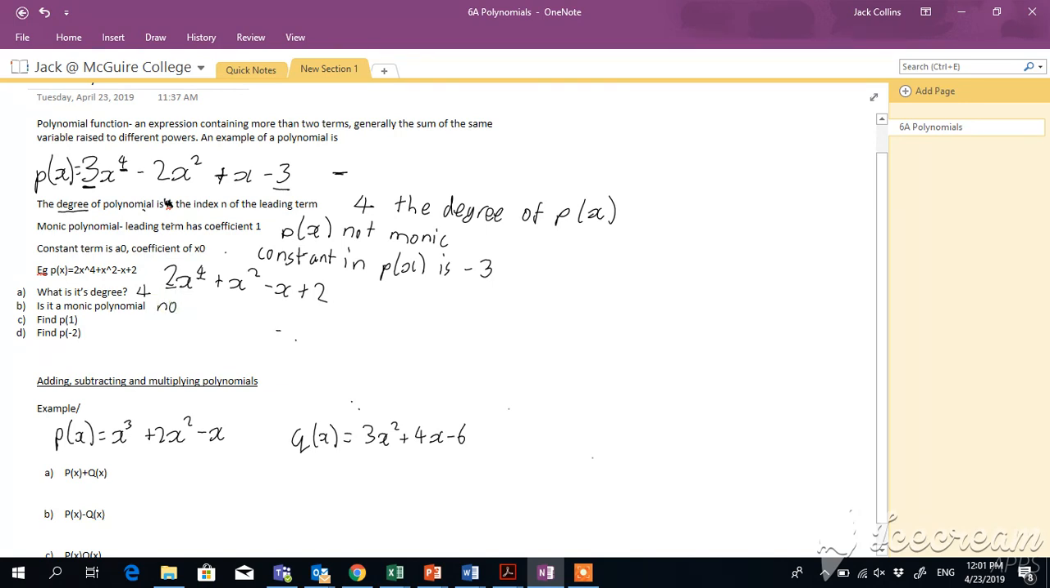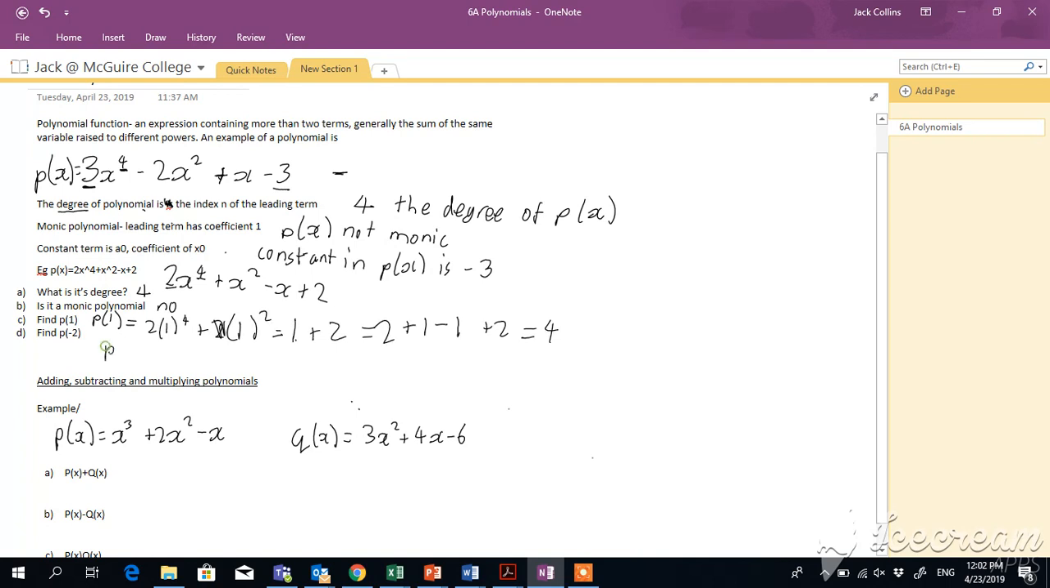And then finding p of 1, that just means substituting in 1. Where you see x, rather than putting in x, you just put in 1. So p of 1 equals 2 times 1 to the 4, plus 1 squared, minus 1, plus 2, which is equal to 2 plus 1 minus 1 plus 2. So 2 plus 1 is 3, minus 1 is 2, plus 2 is 4.